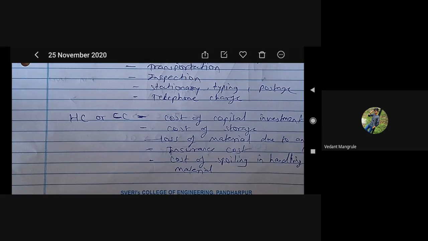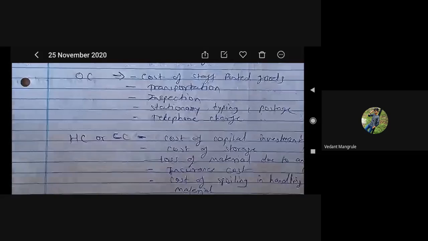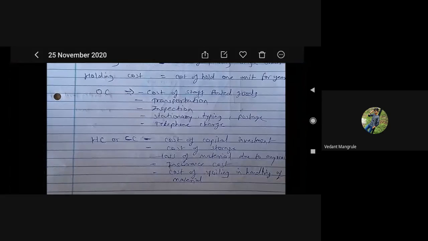A number of uncertainties will happen. Okay, and that is nothing but the carrying cost. Okay, so these are the costs required for our inventory. Okay, so how to minimize that cost?